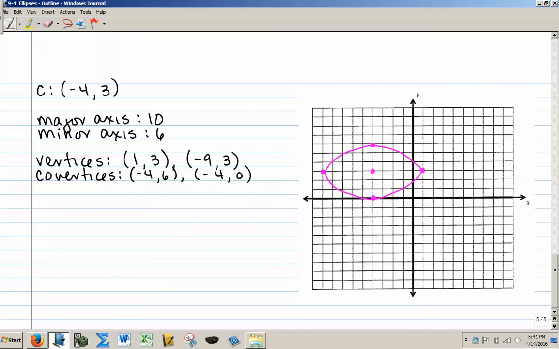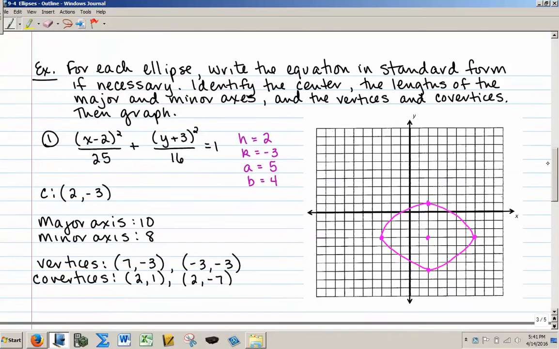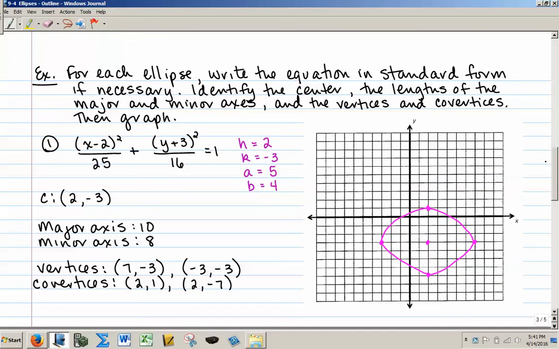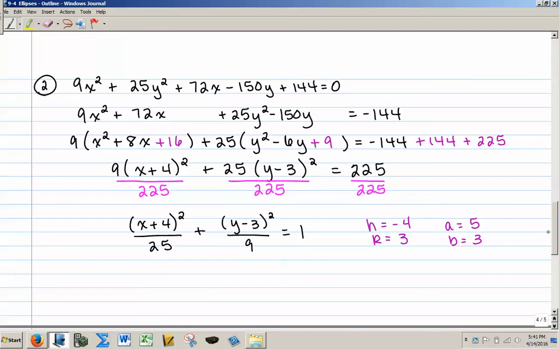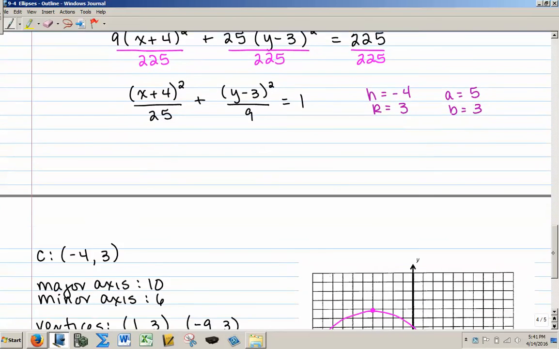So, in order to find out all of this information regarding an ellipse, writing the equation in standard form, identifying the center, the major and minor axes, the vertices, and the co-vertices, the easiest way to do it is you do have to write it in standard form as we did here, which involves completing the square. Identify your H and your K and your A and your B. HK is going to be your center, and A and B are going to tell you how far from the center you need to move left and right for A, up and down for B.